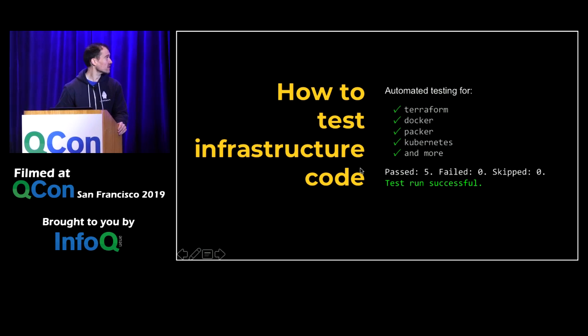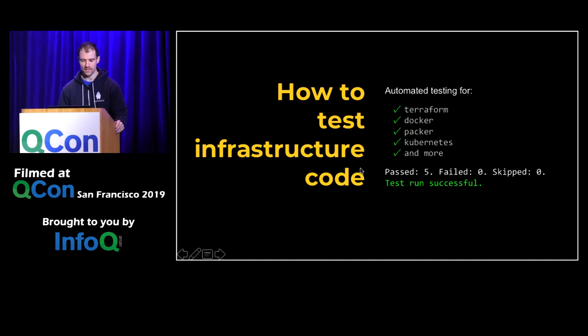So this talk is called How to Test Infrastructure Code. I will go through some automated testing practices that we found for tools like Terraform, Docker, Packer, Kubernetes. There will be a lot of code, so get ready to read code. This is hands-on. I'll try to run some of the code. We'll see how that goes. But first, I'm going to start with a bit of an observation.